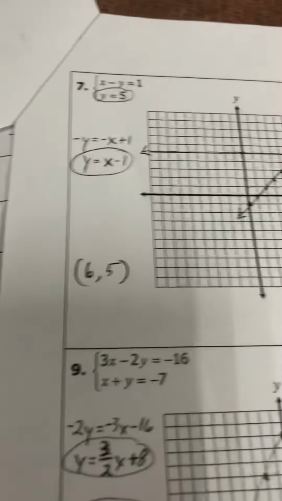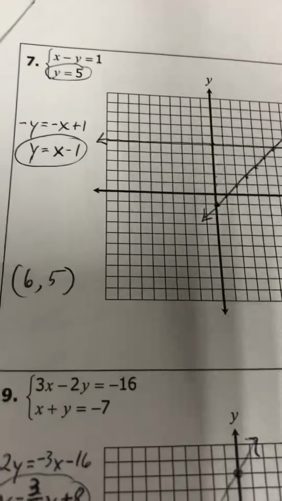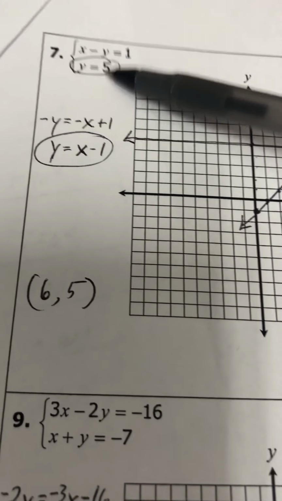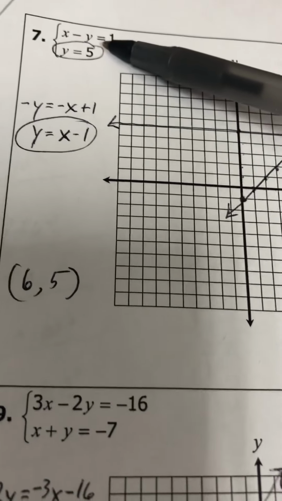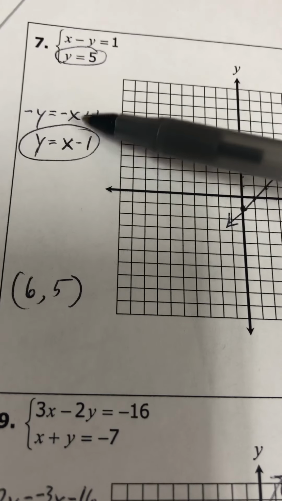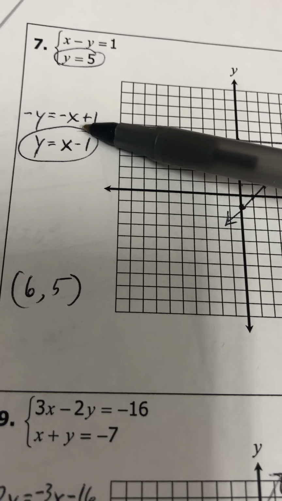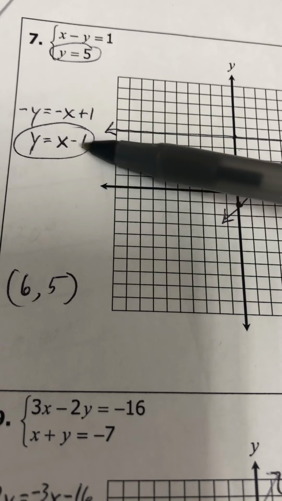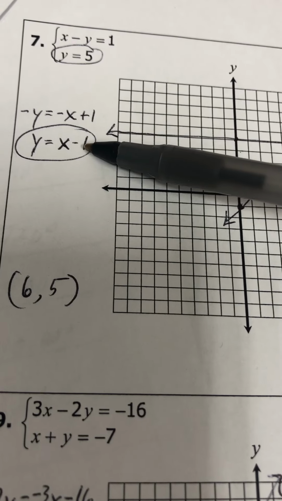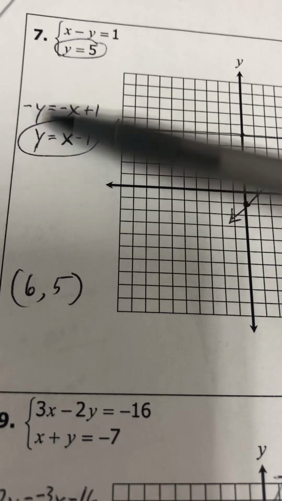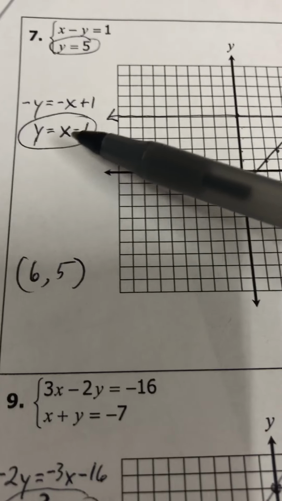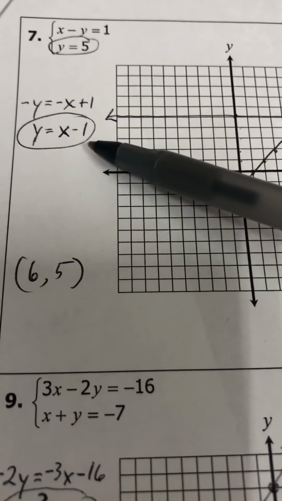Number 7. Hopefully you're pausing this along the way. This one I don't need to change, so it's ready to go. This one I needed to change. I needed to get y by itself on one side. You can see me doing this. I'm subtracting x from both sides. And then I am dividing everything by a -1 to get y. I don't want to know negative y, I want to know regular y. So it becomes y equals x minus 1.